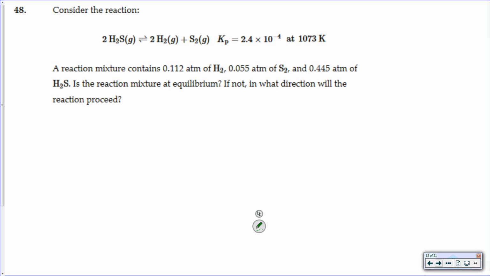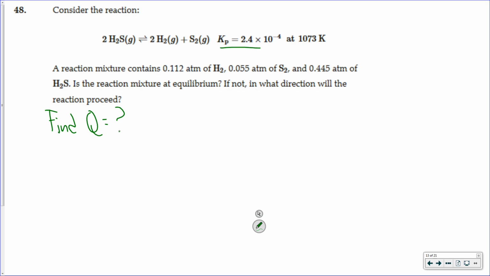So we've got a reaction that's got some gas in it, and it initially contains all 3 substances. And I want to know, is it at equilibrium? If not, which way is it going to go? So it gives me the pressures in atmospheres. It gives me the K sub P value. So this is going to be an example where we have to solve for Q, and we need to compare Q to K sub P. So this is a find Q problem. Find Q.